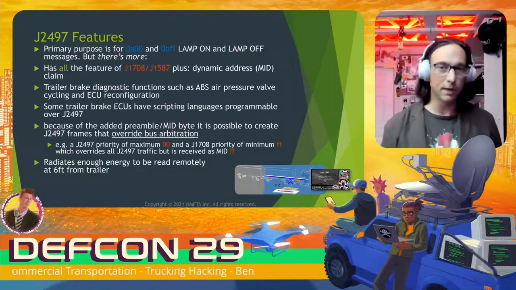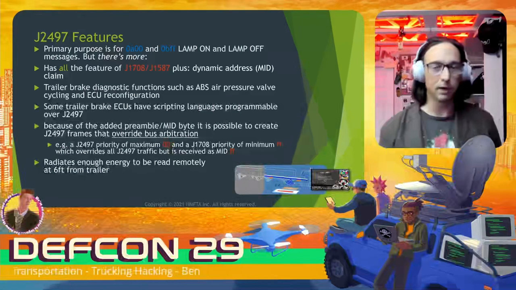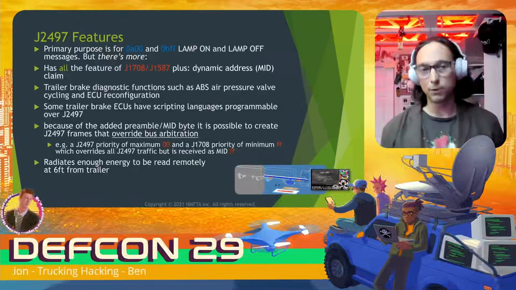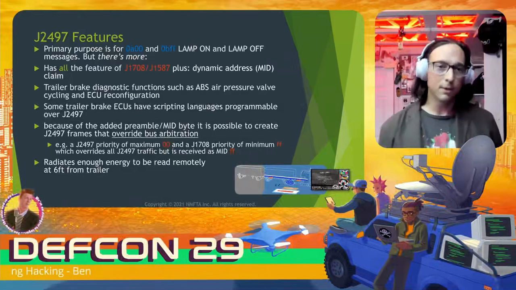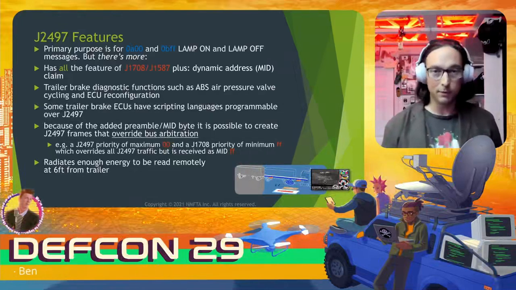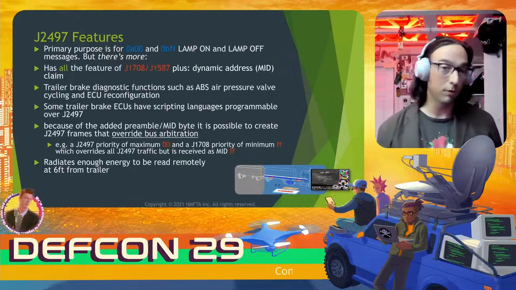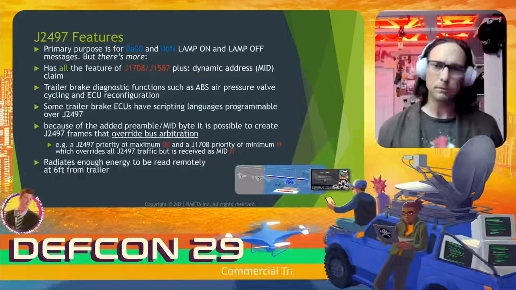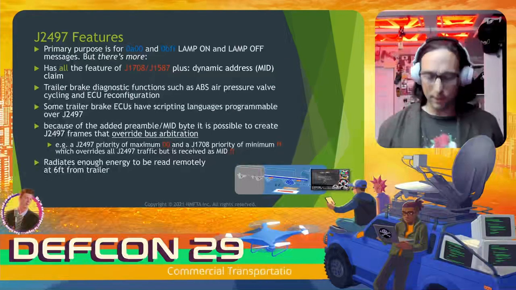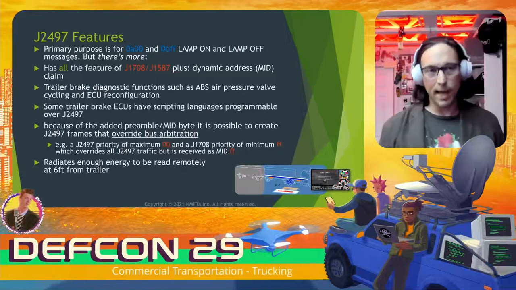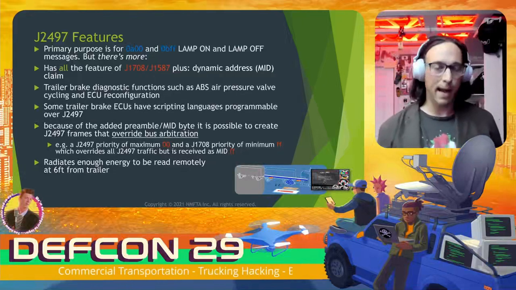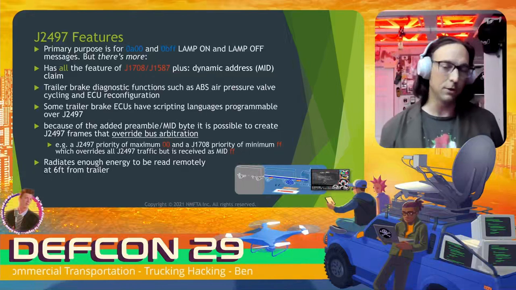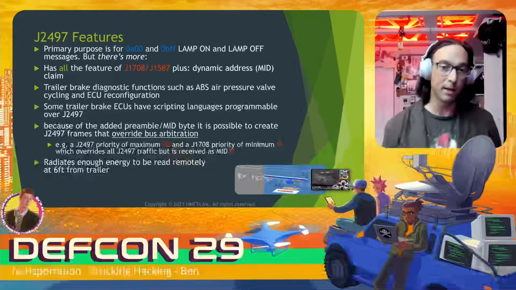So all the ABS air pressure valve cycling and ECU reconfiguration should be present over J2497. And some of those brake ECUs and trailers actually have their own scripting languages that are programmable over J2497. So one of the interesting things about this network is because of that added preamble that that chip adds to the beginning of the message, there's a duplication of the first byte being the MID byte.